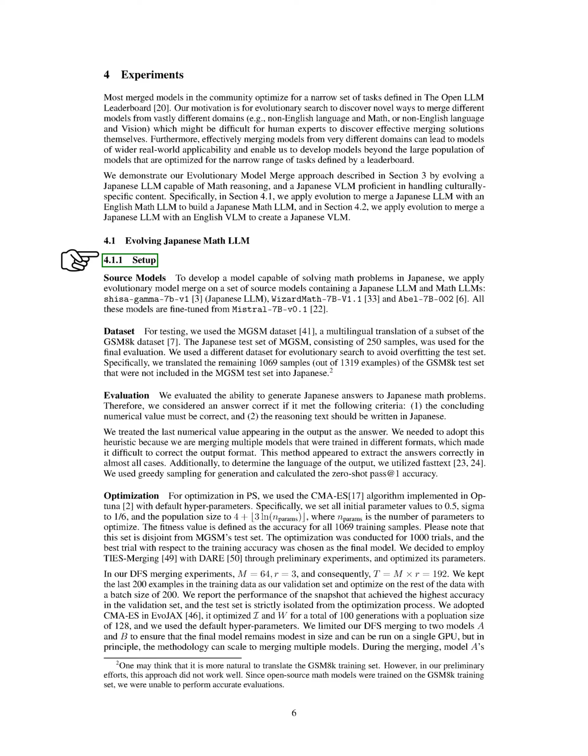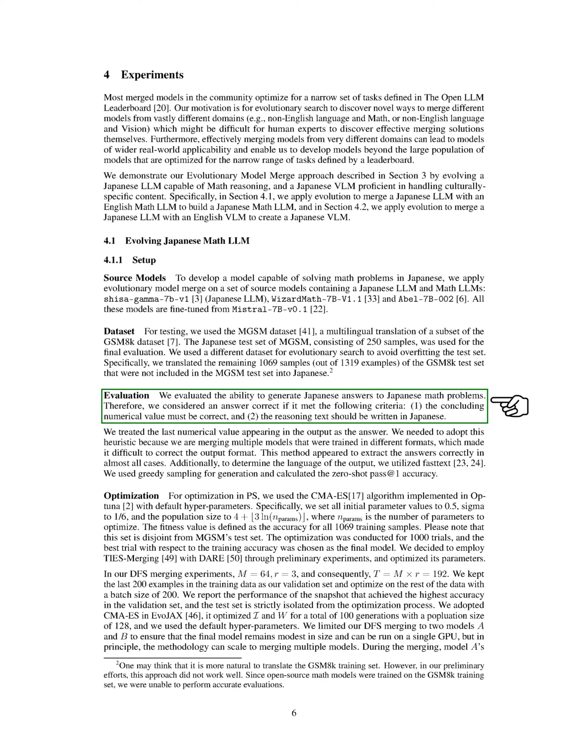To achieve this, we applied evolutionary model merging to a set of source models containing a Japanese LLM and math LLMs, namely Shisa Gamma 7B v1, Japanese LLM, WizardMath 7B v1.1, and Abel 7B 002, all fine-tuned from Mistral 7B v0.1. For testing, we utilized the MGSM dataset, a multilingual translation of a subset of the GSM8K dataset. The Japanese test set from MGSM, comprising 250 samples, was used for the final evaluation. To prevent overfitting, we translated the remaining 1069 samples from the GSM8K test set into Japanese for the evolutionary search.